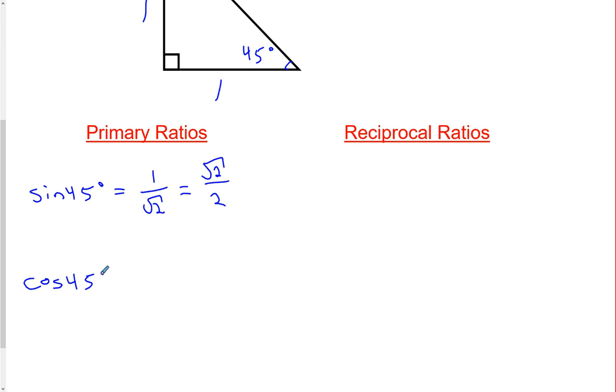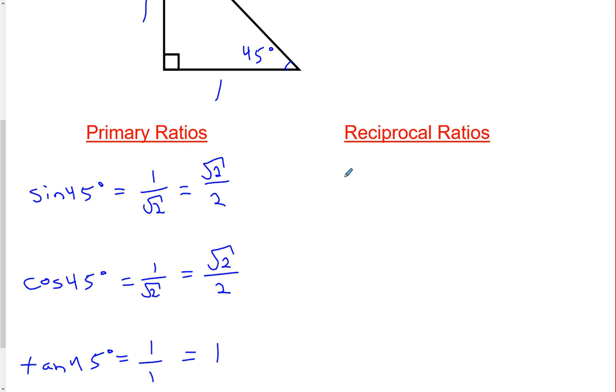Cosine of 45 is going to be also 1 over root 2. So we can simplify that to root 2 over 2. And tan of 45 is going to be 1 over 1. Well, 1 over 1 is just 1. Easy.